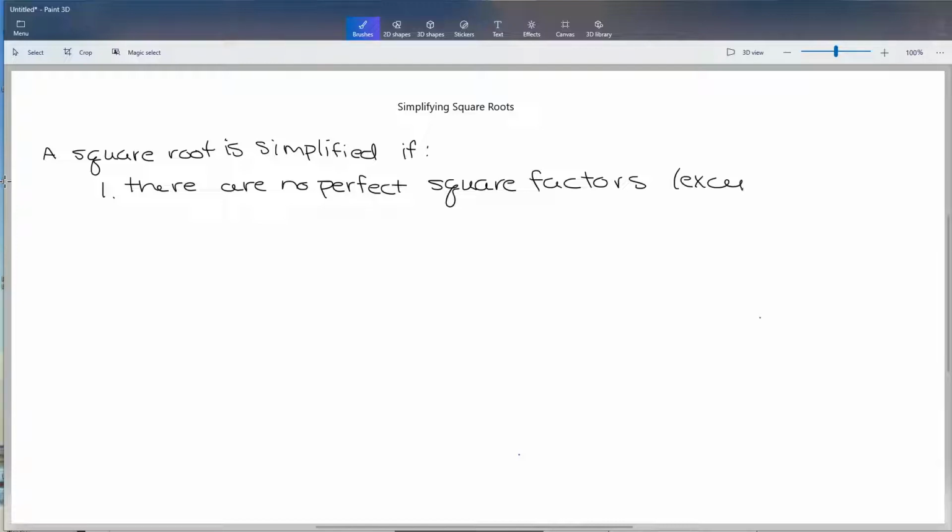Except one, right? We know that everything has one as a factor, and it's not really going to help us simplify to factor that one out. The second condition is something that we are going to focus on in our next video, and this is that the radicand, or the inside part, is actually positive. So in this video we're going to focus on the first condition, that there's no perfect square factors, and then the second video we will focus on getting a positive radicand. So let's look at an example of simplifying.